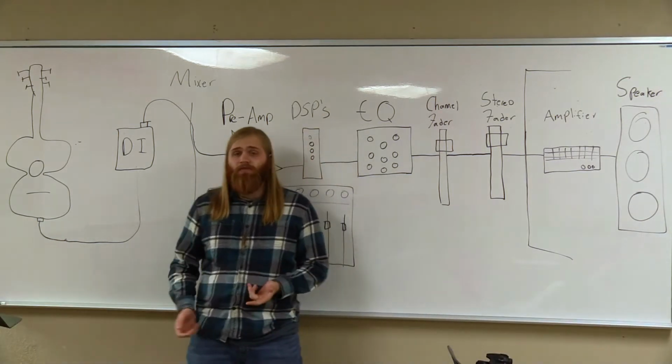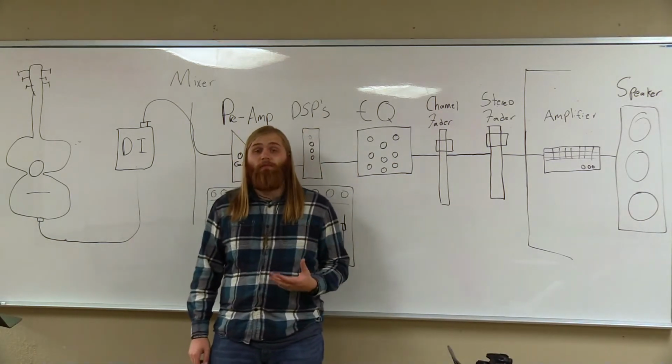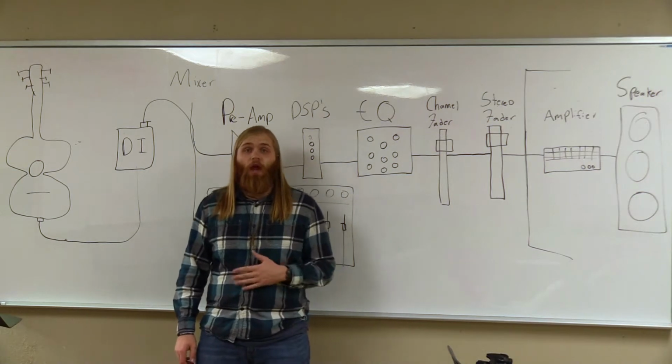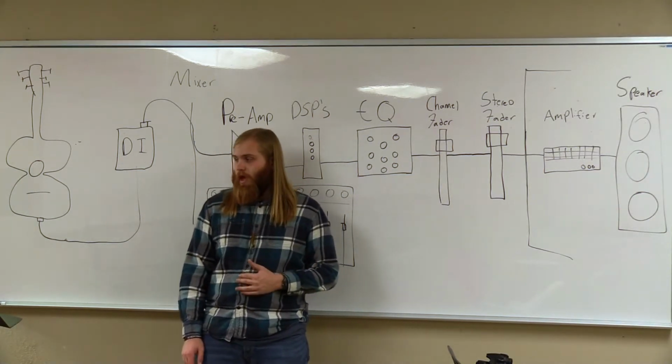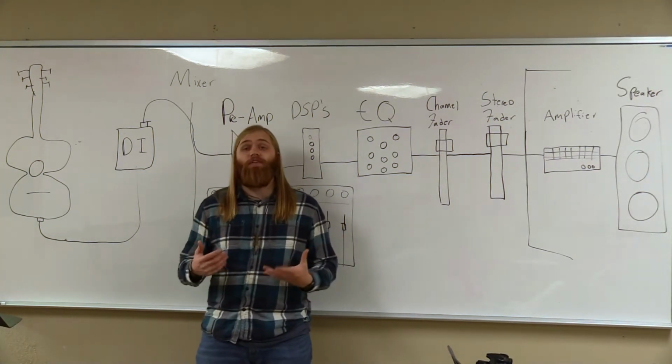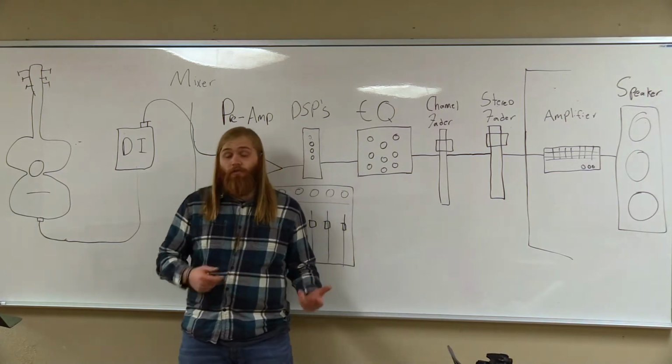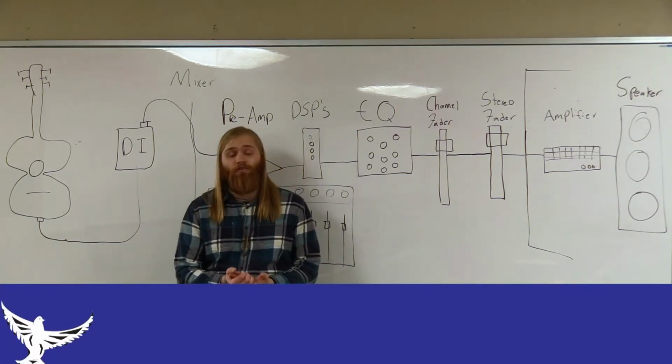And in the last video, we had talked about the various types of cables that are used in the world of audio and production. And now we're going to talk about how all of these fit together with the other components of audio and signal flow.